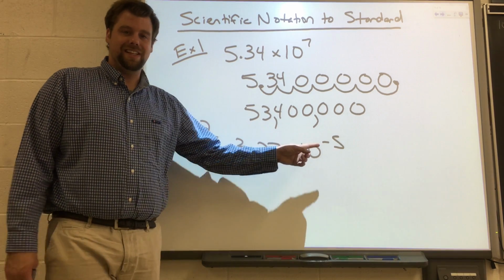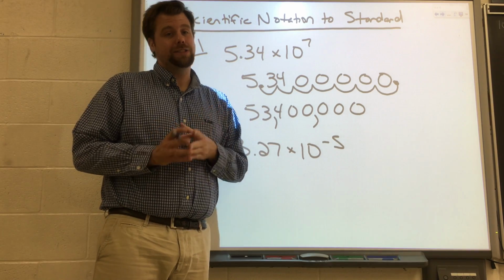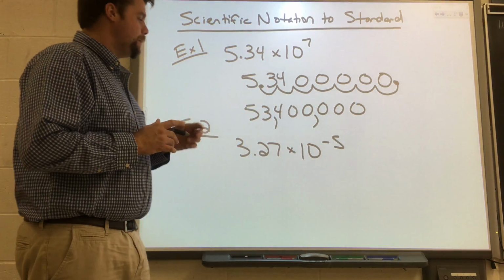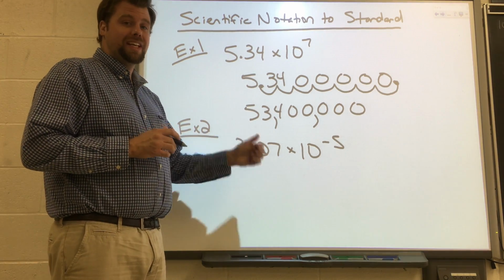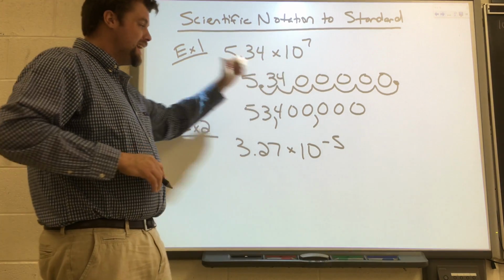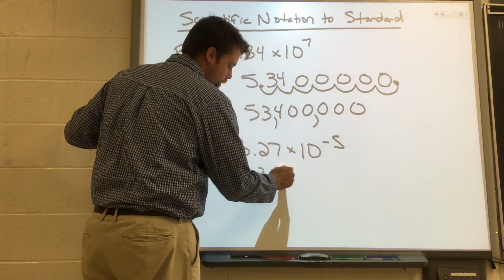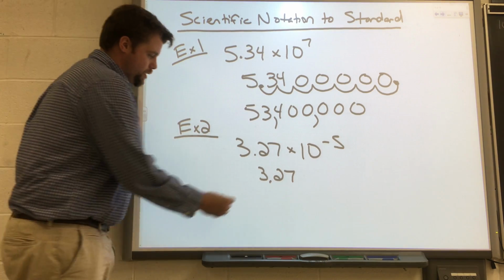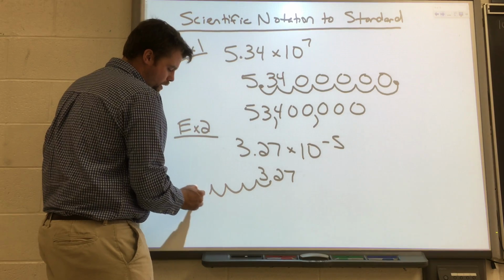All right, let's do another one. 3.27 times 10 to the negative 5. Now you can see that it's a negative exponent. Negative exponent, think small number, like small, like decimal. So what I'm going to do here is move this decimal place 5 times in the negative direction. If you think of a number line, positive that way, negative that way. I'm going to take 3.27 and move it 5 places to the left. Once, twice, 3, 4, 5.